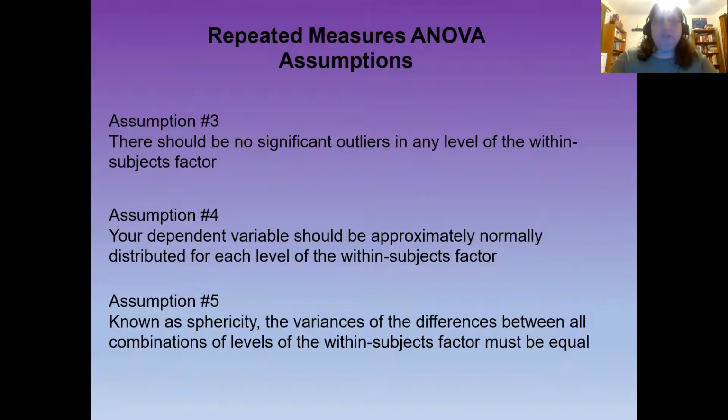So the variances of the differences between all combinations of levels of the within subjects factor must be equal. So if that doesn't make a lot of sense to you, that's okay. We're going to continue to talk about sphericity, but basically what we're saying is we're going to have 3 different within subjects levels, such as pre, mid, post. So when we look at all those differences, are the variances of all those differences equal? Okay, all right.